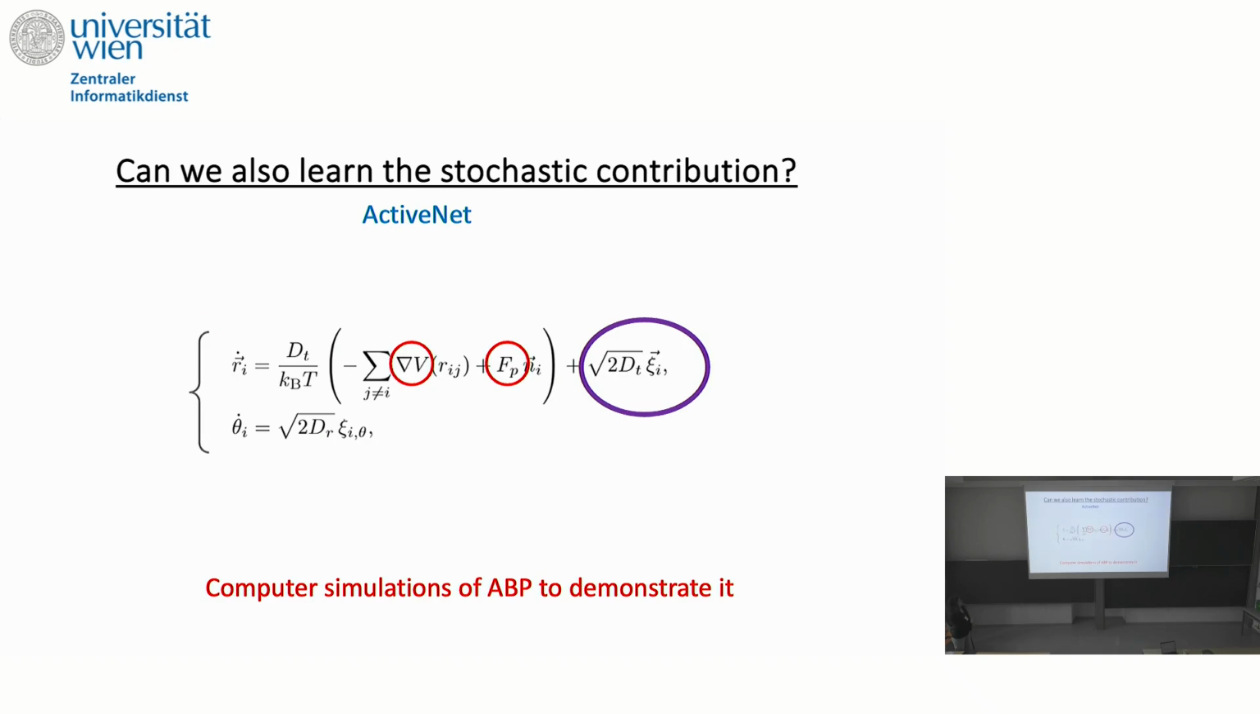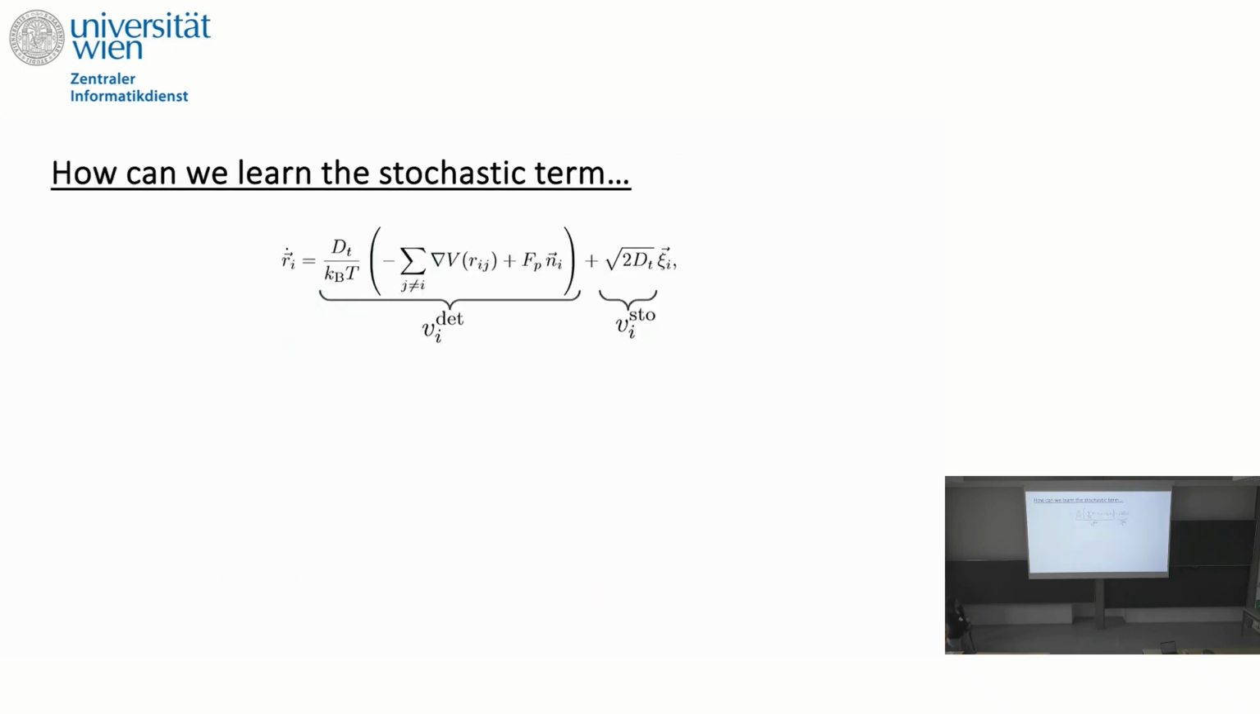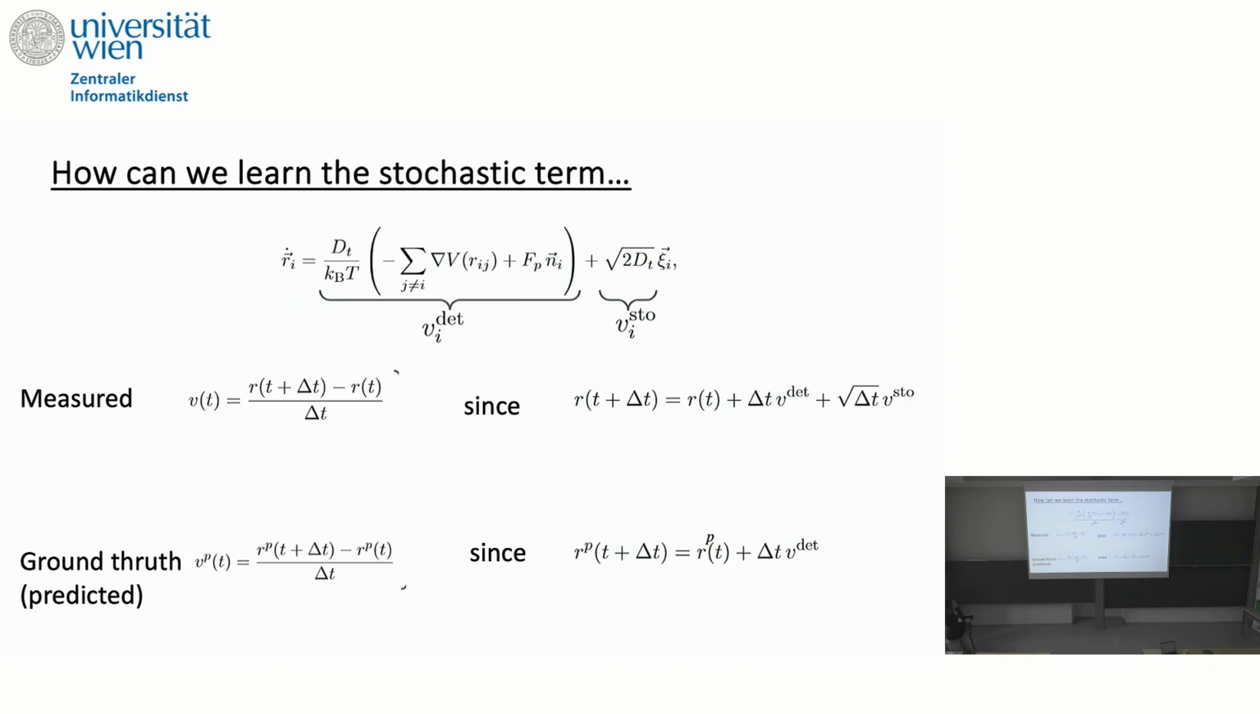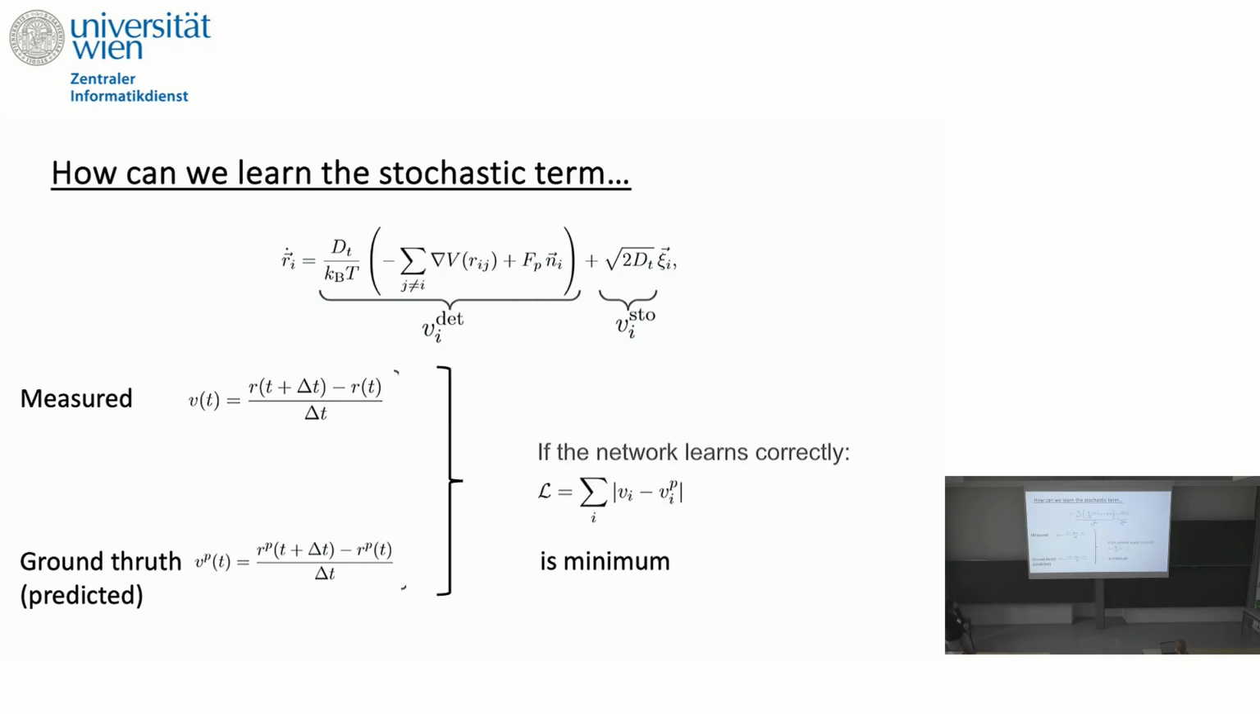So we started thinking, can we actually also learn the stochastic contribution? Because for now we have learned two-body interaction forces, and we have learned the one-body propelling force. Can we learn the stochastic contribution? We used computer simulations to demonstrate that this is indeed the case. So each particle's velocity consists of a deterministic part and a stochastic part. Given that these are Brownian dynamics, in practice, we measure the velocity by computing the position at time t plus delta t minus the position at the previous time, divided by delta t. And when comparing the measured to the ground truth velocity, the only difference is basically the stochastic contribution that is absent in the ground truth velocity.